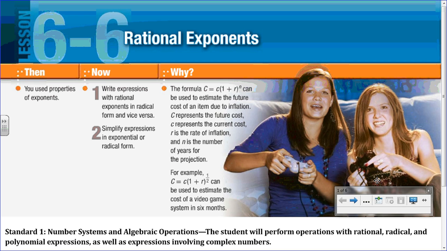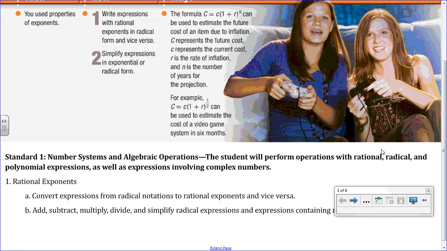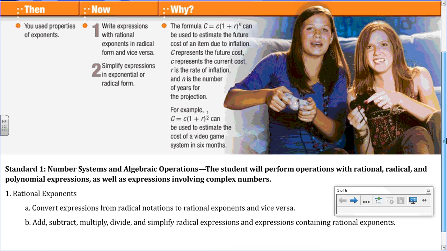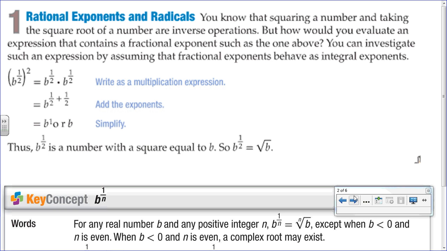Today's lesson is very quick, easy, and straightforward, so you'll enjoy this one as opposed to yesterday's, which is fairly difficult. Now today we are going to be writing expressions with rational exponents in radical form and vice versa. This all goes with Pascal 1.1a. Convert expressions from radical notations to rational exponents and vice versa. Exactly like it says. Okay.